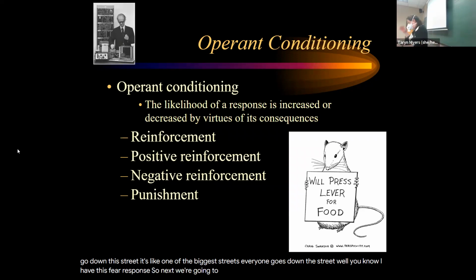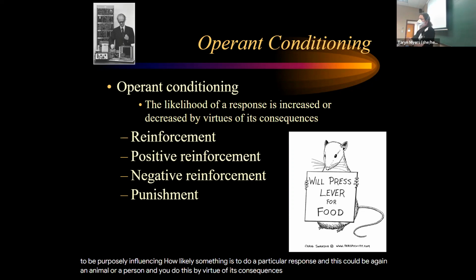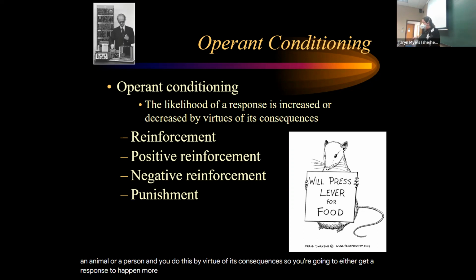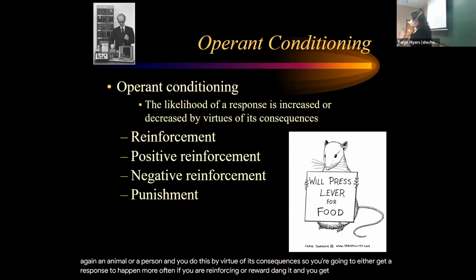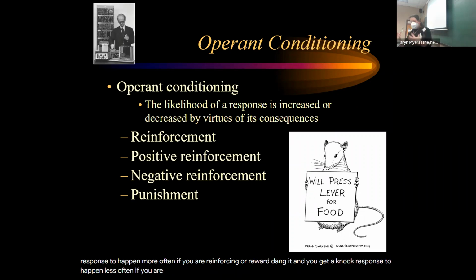All right, so the next one we're going to talk about is operant conditioning. And here we are going to be purposely influencing how likely something is to do a particular response. And this could be, again, an animal or a person. And you do this by virtue of its consequences. So you're going to either get a response to happen more often if you are reinforcing or rewarding it, and you get a response to happen less often if you are punishing it. And I have a little diagram I'll draw as we go through this as well.